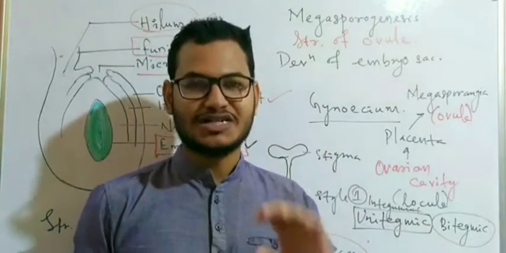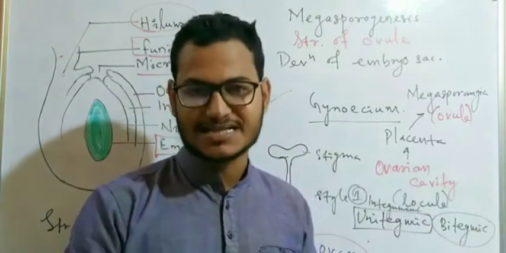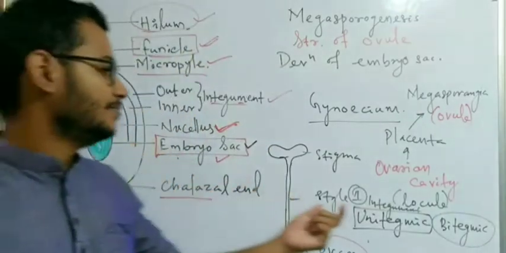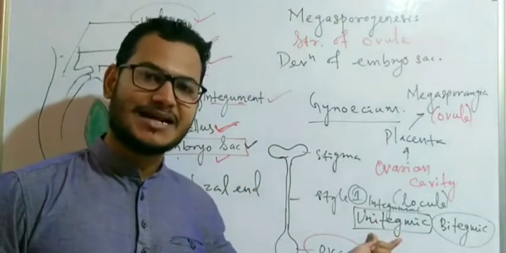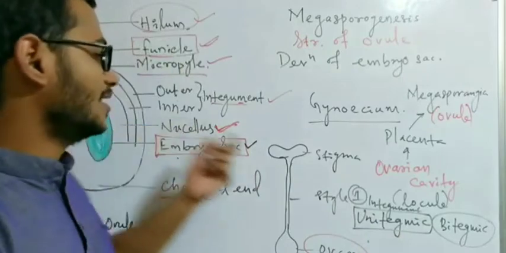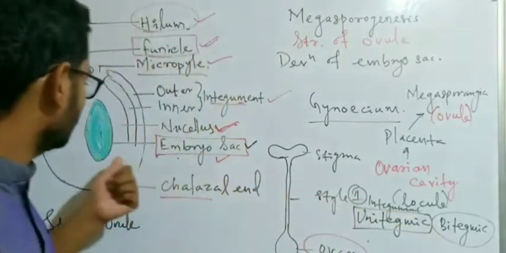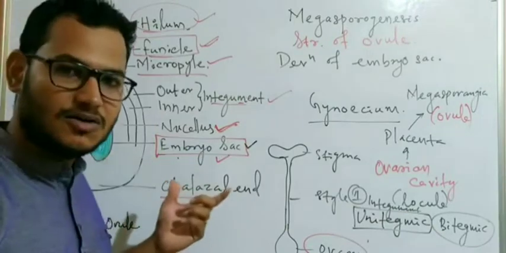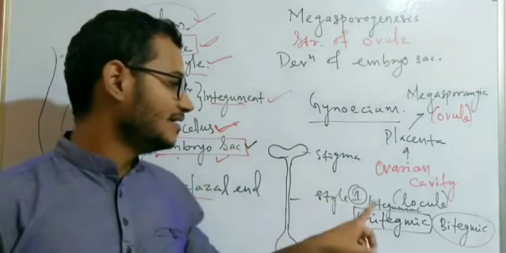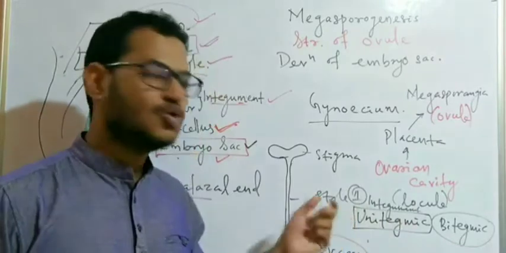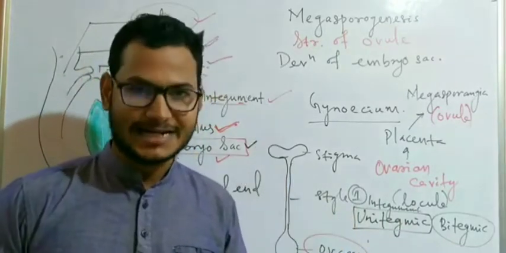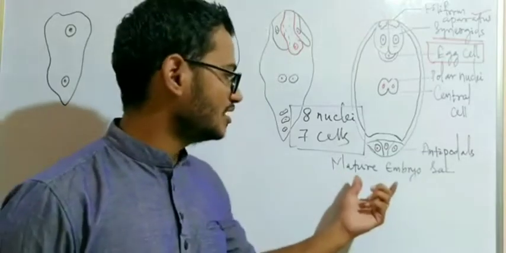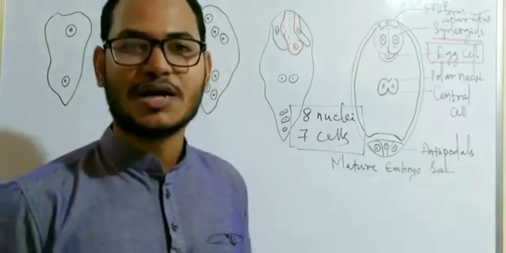So it depends on different types of plants. In some angiospermic plants, the integument is single, making the unitegmic condition, and when there are two integuments, it is called bitegmic. So here the structure of the ovule shows the embryo sac surrounded in a bitegmic way, means with two different integuments. Now we will discuss the structure of a mature embryo sac, how the mature embryo sac is formed.